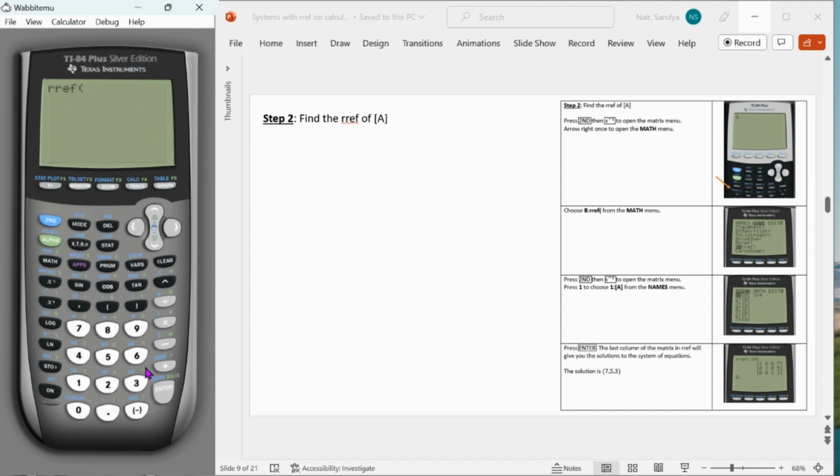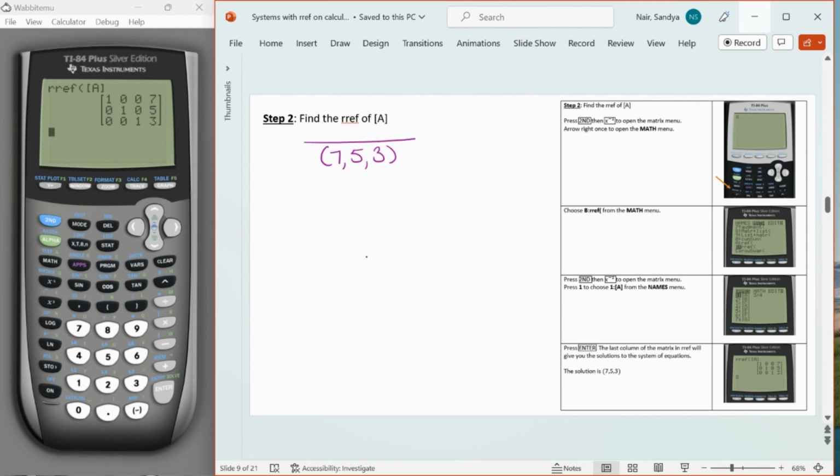So we hit enter there, and then we're going to do second matrix. And then from the names menu, we're going to choose matrix A. And then when you hit enter, it does some computations and it gives you your solution. Okay, and remember the solution we can write as an ordered triple. And as an ordered triple, this is going to be 7, 5, 3.